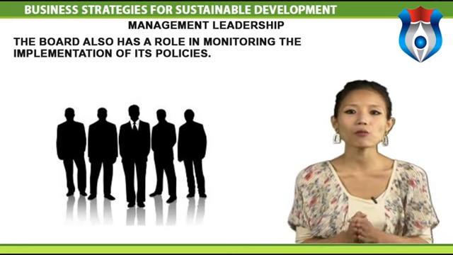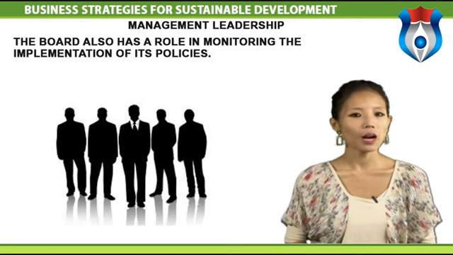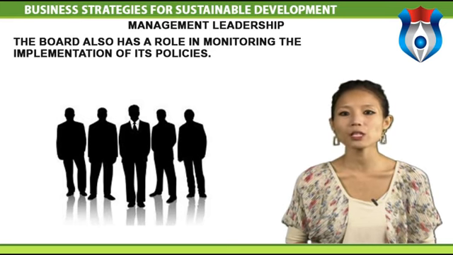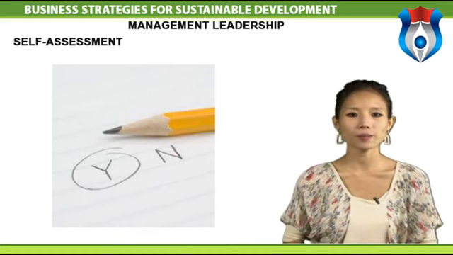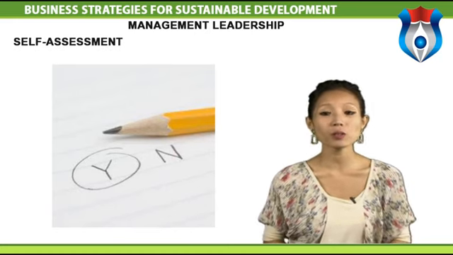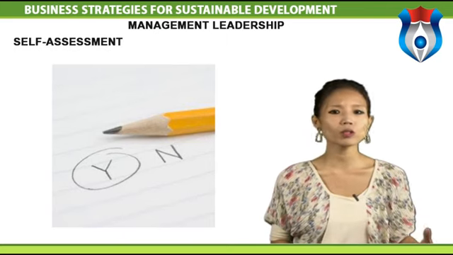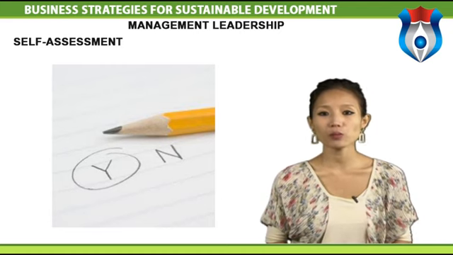It should receive regular reports on how the policies are implemented and should be accountable to its stakeholders on the company's performance against these policies. Self-assessment. The first step for business in adopting sustainable development principles is to assess their current position. Management should know the degree to which the company's activities line up with sustainable development principles.